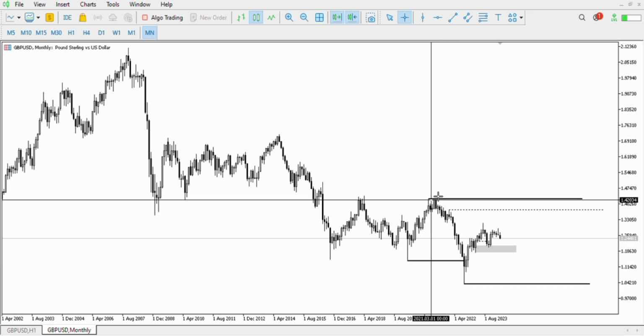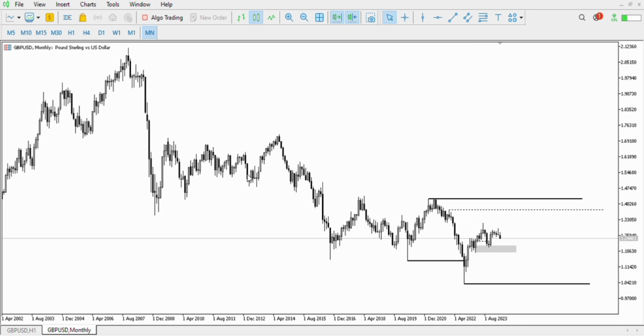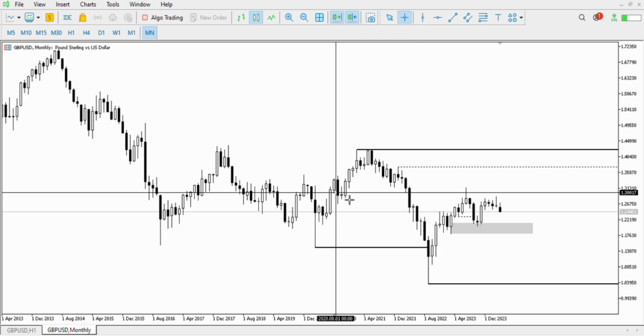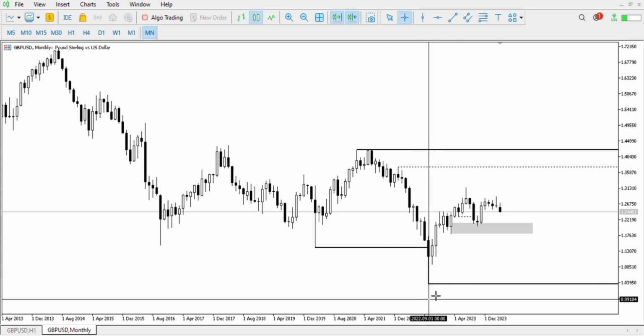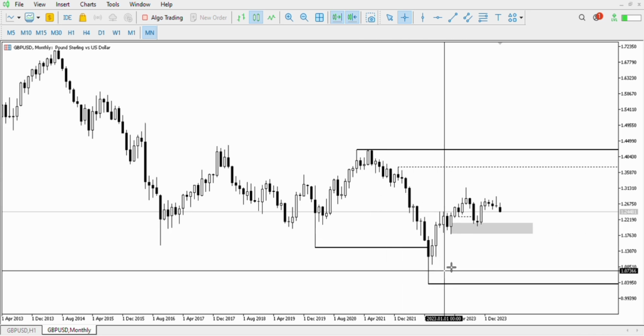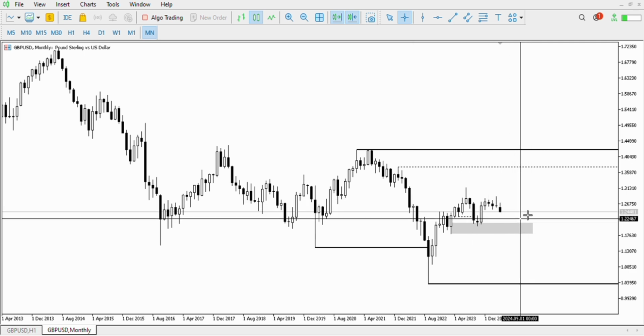So we have a high here and we have a low here. So generally on GBPUSD we have a bearish market. However, I'm going to zoom this area a little bit. If you're familiar with range very well, you realize that from this point to this point is our range, right? And the midpoint is equilibrium.